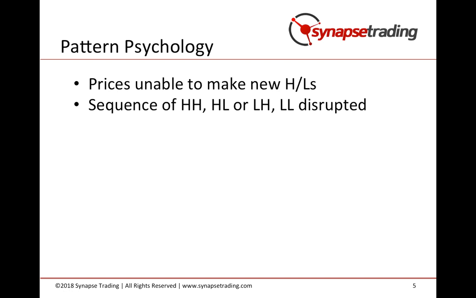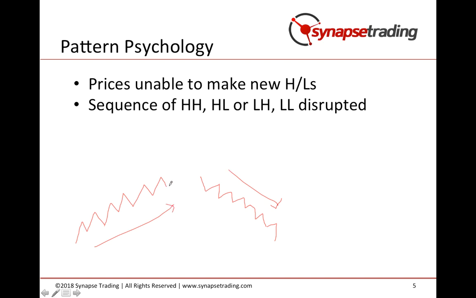So what is the psychology behind this pattern? The reason why this pattern reverses or changes the trend is because, if you recall when we studied trends, in an uptrend you get a series of higher highs and higher lows. You get this zigzag pattern over here. And in a downtrend you get a series of lower highs and lower lows, which is this reverse zigzag pattern but downwards. So this is upwards.